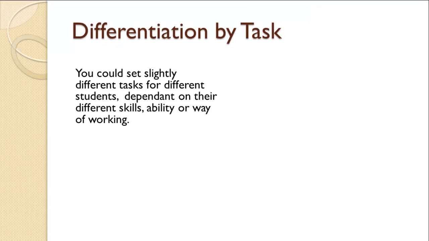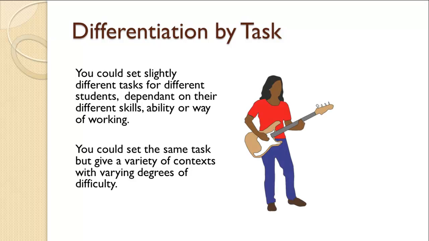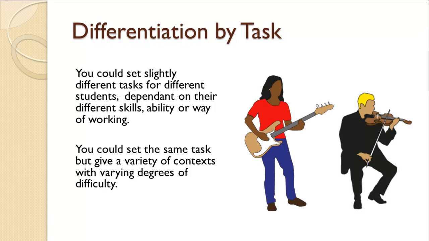Differentiation by task is when you set a slightly different task for different students, either depending on their different skills, ability, or way of working. You could set the same task but give a variety of contexts with varying degrees of difficulty. For example, students in a music songwriting lesson could be asked to compose songs in the styles of different genres of varying degrees of difficulty. In group projects, this could be reflected in the tasks allocated to individuals as part of the overall task.